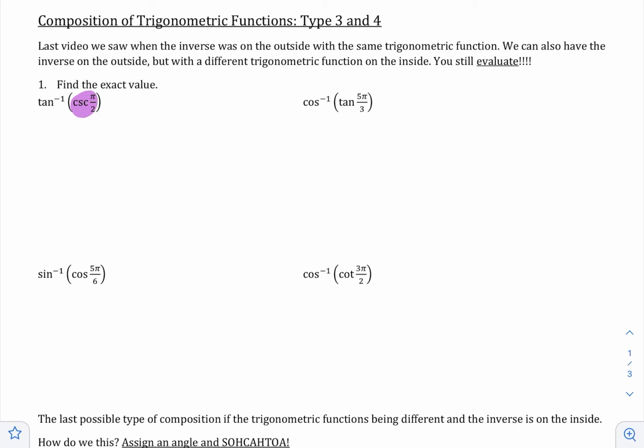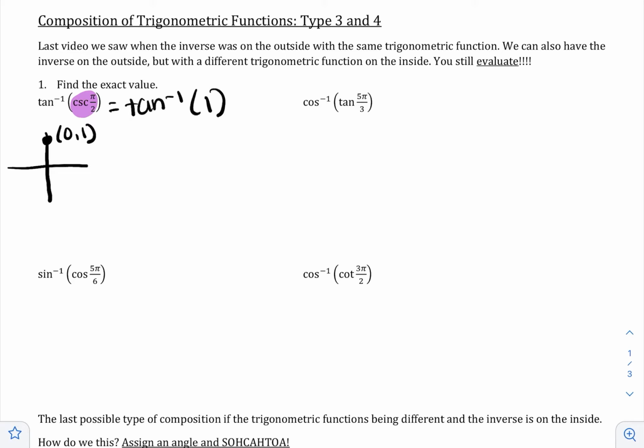So I'm going to do cosecant of pi over 2. Pi over 2 is an axis angle. It's here. So this is 0, 1. Cosecant is the reciprocal of sine. So the sine of pi over 2 is 1. So the cosecant is 1. So this is equal to tangent inverse of 1.